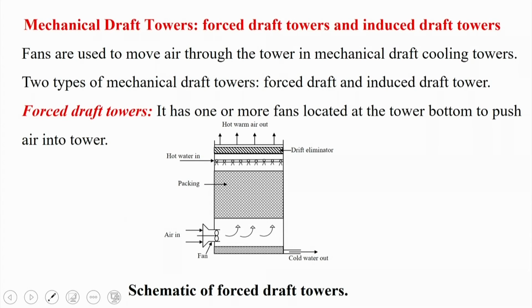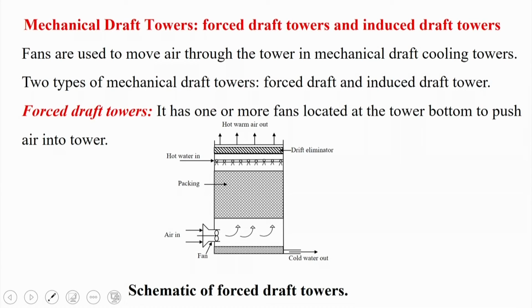Now we have the mechanical draft towers. There are two different types of mechanical draft towers: one is the forced draft cooling tower, and the other is the induced draft cooling tower. Fans are used to move the air through the tower in mechanical draft cooling towers.